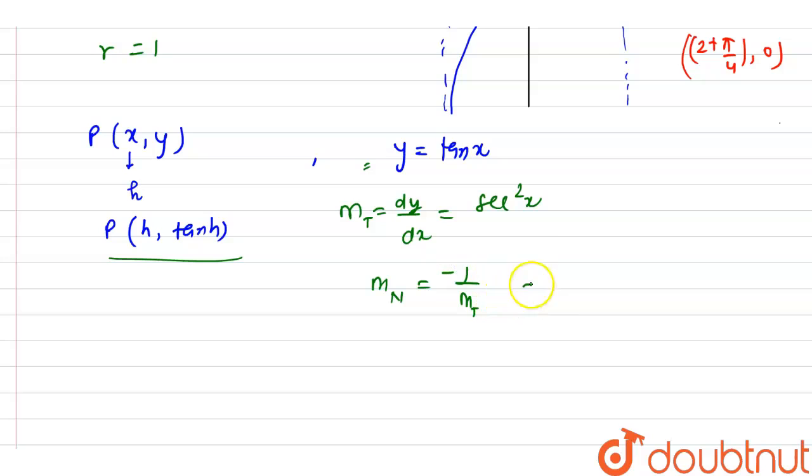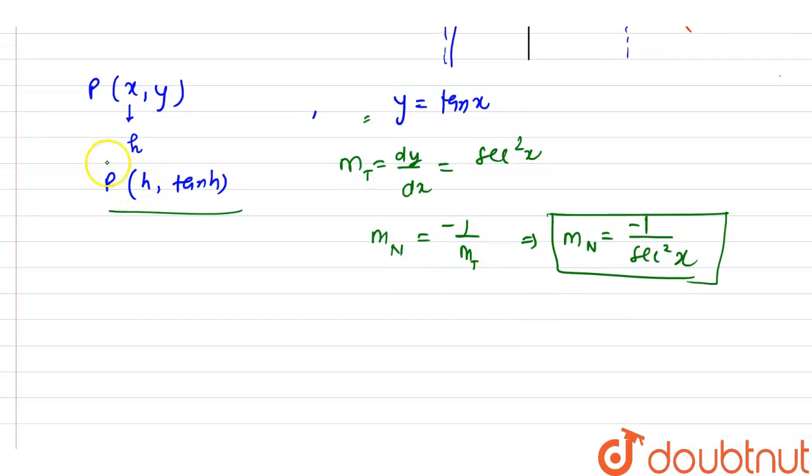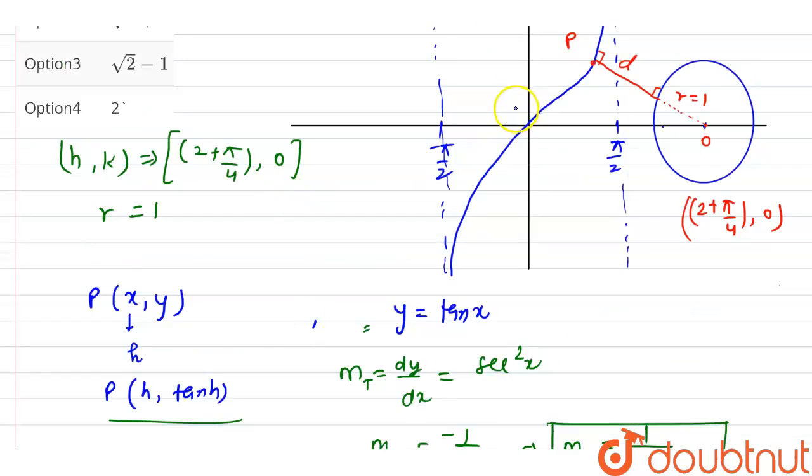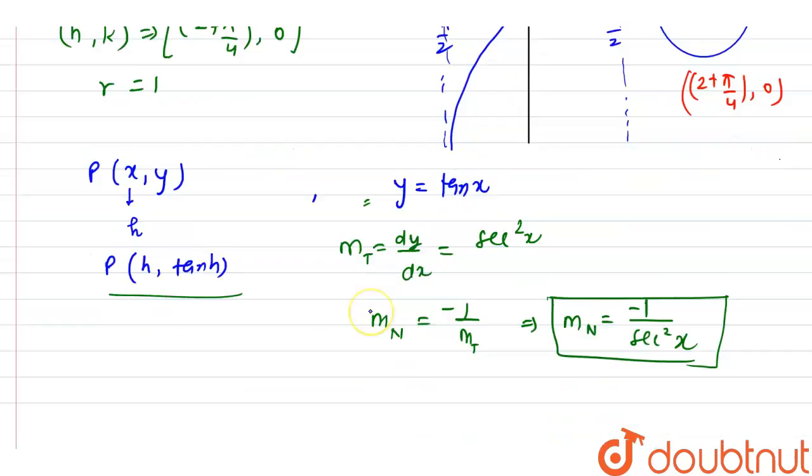Okay, so my mn will be written as, mn means slope of normal. So it will be minus of 1 over sec square x. So this is my slope of normal. I got the slope of normal, I got the points, so I'm going to write the equation of the line.